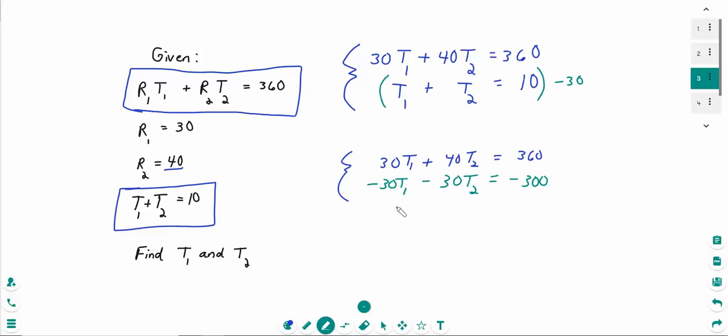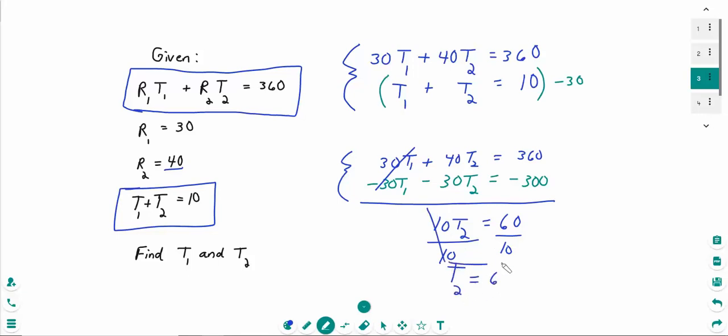Now I can combine these like I would any other time I'm solving a system of equations. And what does that do for us? Well, the negative 30 and the positive 30 eliminate, and we're left with 40 minus 30, which is 10 t sub 2, is equal to 360 minus 300, which is 60. And then we can divide this out. 60 divided by 10, t sub 2 is equal to 6, right? So there you have it. T sub 2 is equal to 6. That's one of the variables they wanted us to solve for. So now let's find t sub 1.